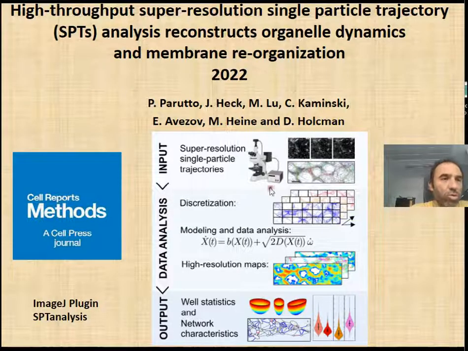I would like to introduce today our new modeling approach, high-throughput super-resolution single-particle trajectory analysis to reconstruct organelle dynamics and membrane reorganization. This work has been published in Cell Reports Methods, and it is associated with the ImageJ plugin called SPTanalysis. Today I would like to summarize the different parts of the algorithm that can be used.